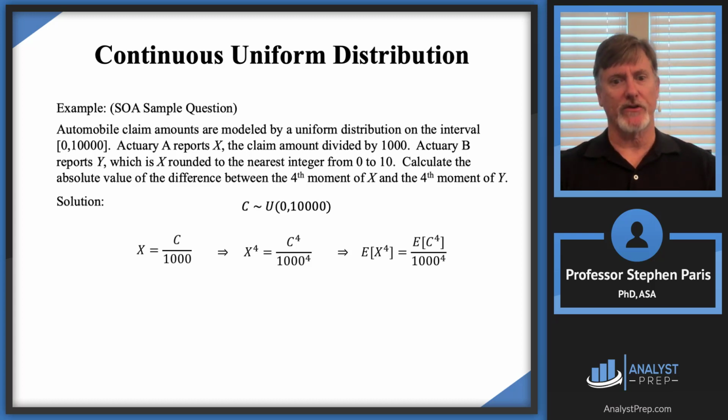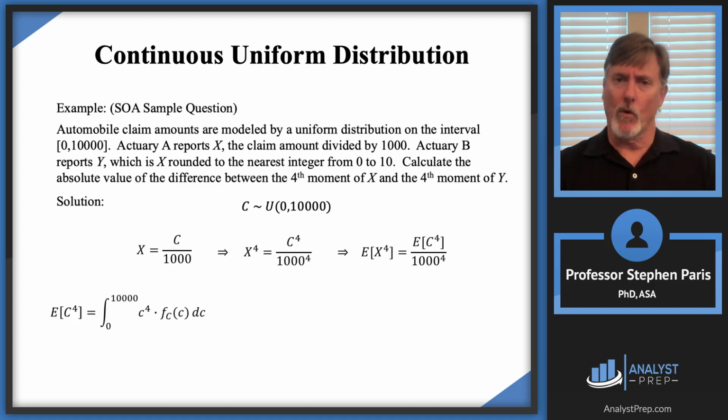Okay, so let's start with the numerator in that last fraction, the fourth moment of cap C. So that would be an integral of C to the fourth times the density function for C over the support of cap C, which is from 0 to 10,000. And then what's the density function for cap C? Well, it's 1 over b minus a. It's 1 over the length of the interval. So the length of the interval is 10,000. So the density function for cap C is 1 over 10,000.